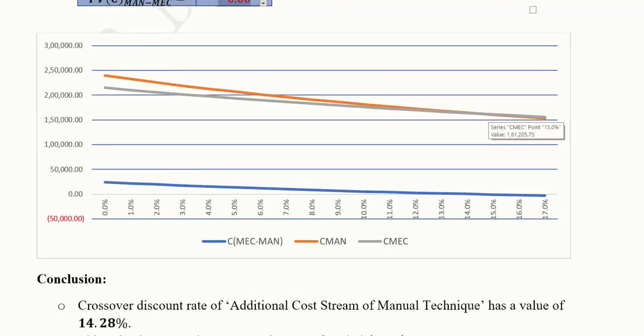This is where you can see the intersection is taking place approximately, and that's where the crossover discount rate is, somewhere between 14 and 15. Before it, manual technique is more expensive, and mechanical technique was less expensive, but afterwards the mechanical technique became more expensive and manual became less expensive.